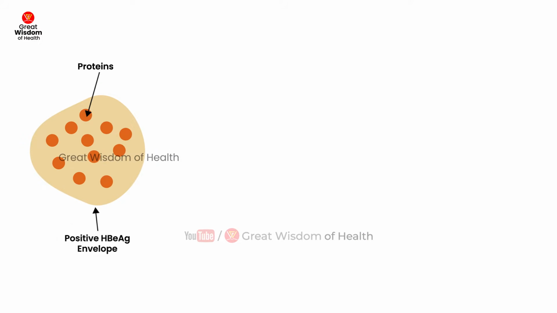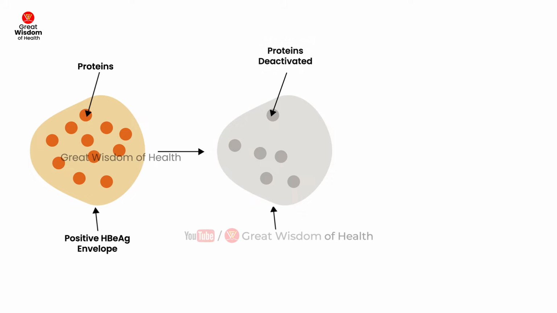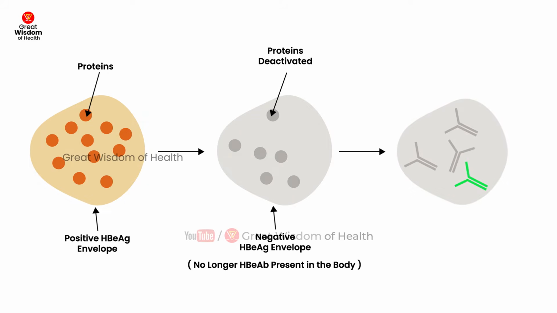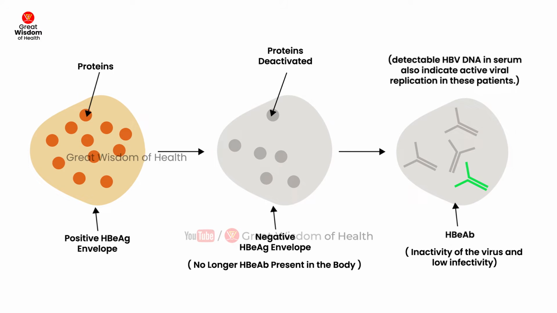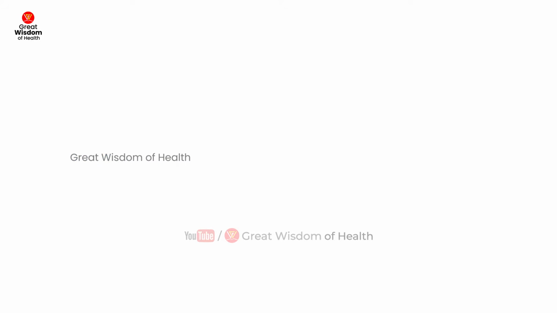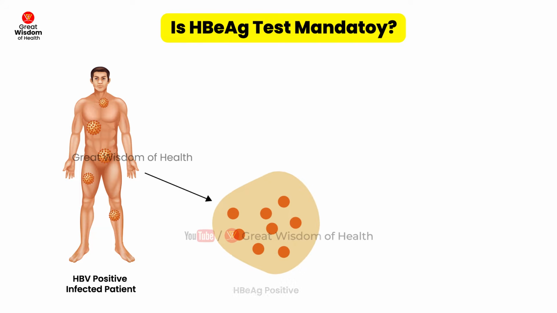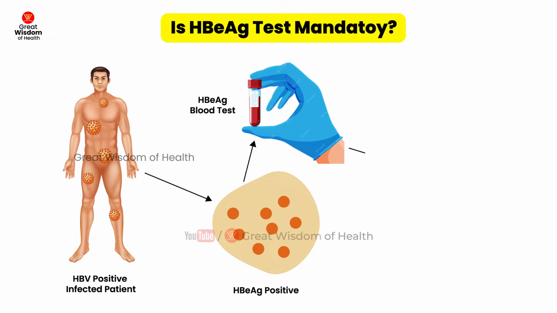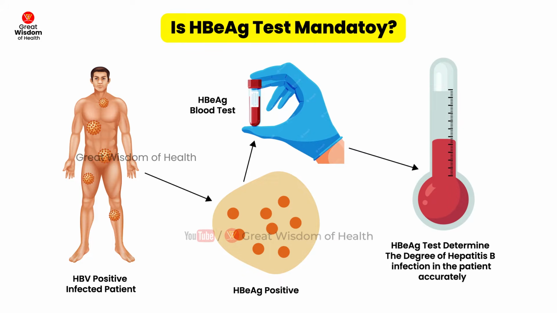If the HBeAg antigen changes from positive to negative and anti-HBe, also known as HBeAb, appears, then the body's serum has shown signs of transformation. Is the HBeAg test mandatory? The HBeAg test is for HBV viral infection in the liver. It helps to determine the degree of hepatitis B infection in the patient accurately. Therefore, it plays a very important role in the diagnosis of liver disease.